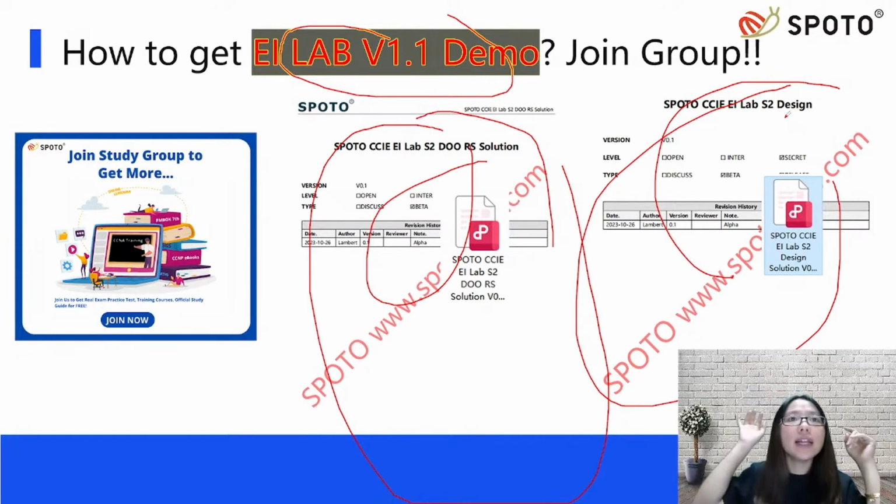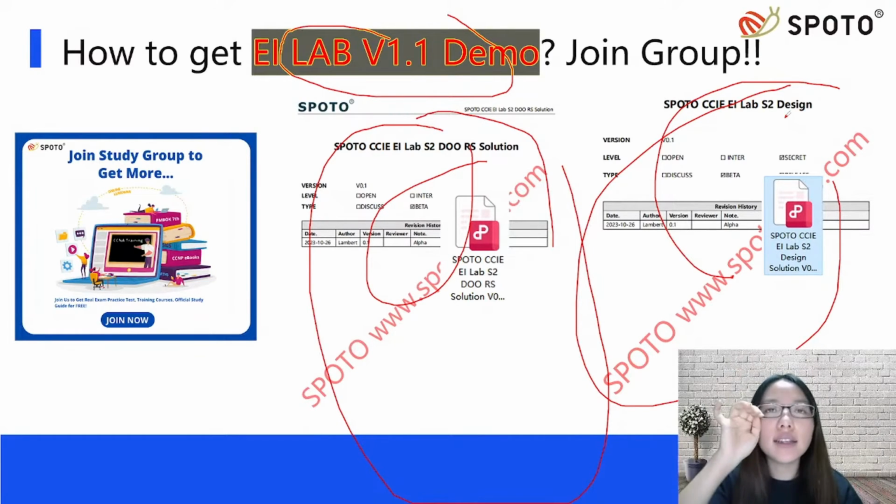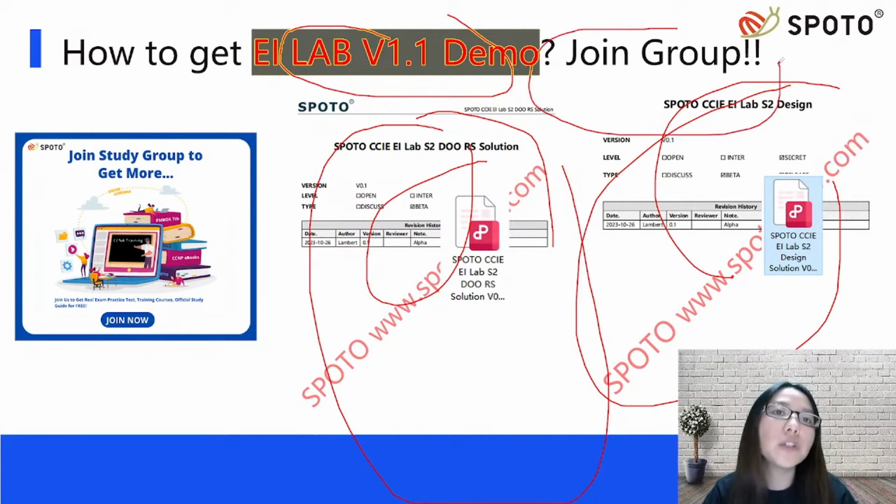Can you hear clearly? I will be clear about this. So you can join our group to get the latest demo about routing, switching, and design.